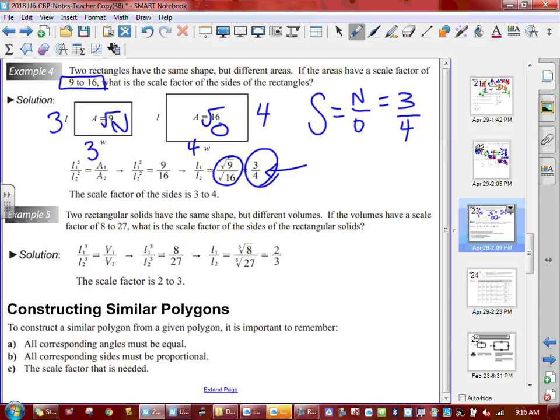Now, how many numbers did area multiply? 2, length and width. How many would volume have to multiply? 3 numbers. So here we square rooted. Here this is called a cube root. Okay? So look at your calculator and see if you have a cube root button. Some of them do, some of them don't. Okay? Try and find if you've got that cube root button.